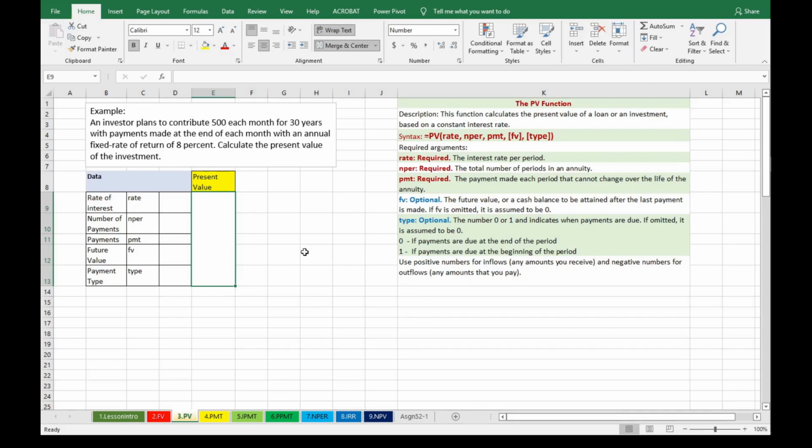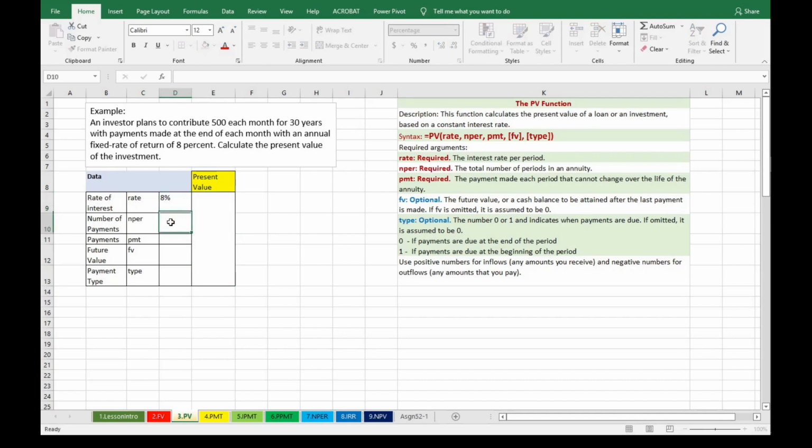So let's look at the example. An investor plans to contribute 500 each month for 30 years with the payments made at the end of each month and an annual fixed rate of 8%. So calculate the present value of the investment. So the rate of interest here is 8%.